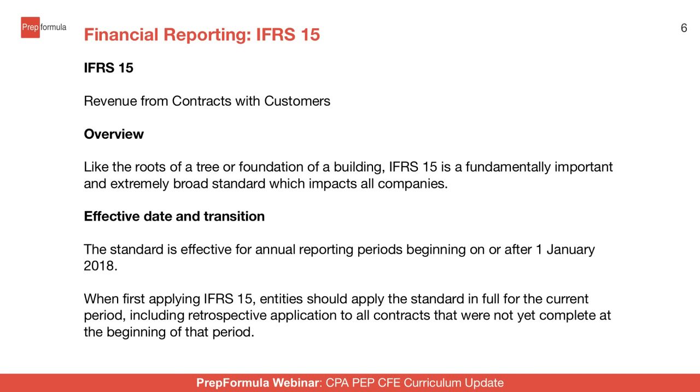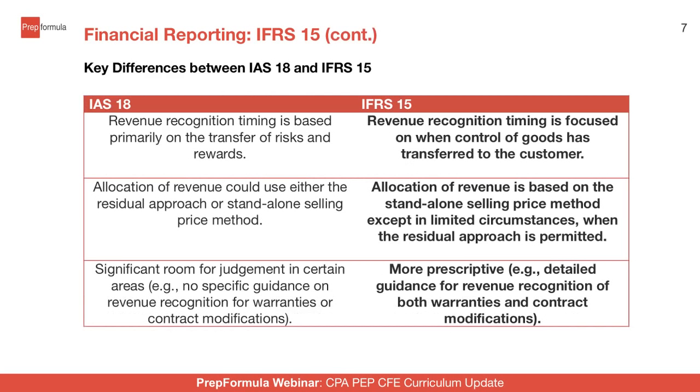So basically, you can try to apply it to the best of your ability, including any retrospective application to all contracts that were not yet complete at the beginning of that period. So in other words, you can't keep some of your old contracts under IAS 18. You have to convert them retrospectively. Here's the chart that I wanted to show. I couldn't find this, so I built one for you.